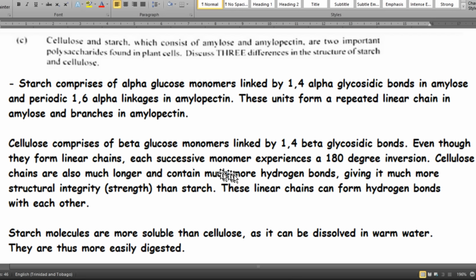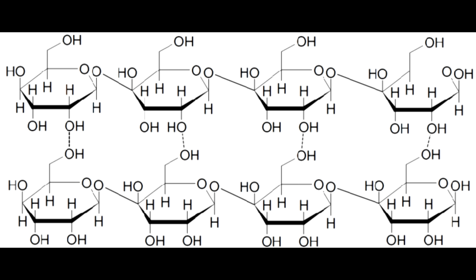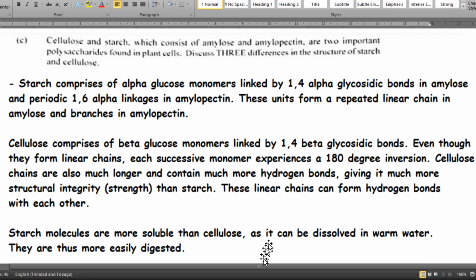Even though hydrogen bonds are weak, there's a whole lot of them that you have to break in order to, you could think, unravel cellulose. So it has much more structural integrity than starch. And these linear chains even form hydrogen bonds with each other. So let me show you here.